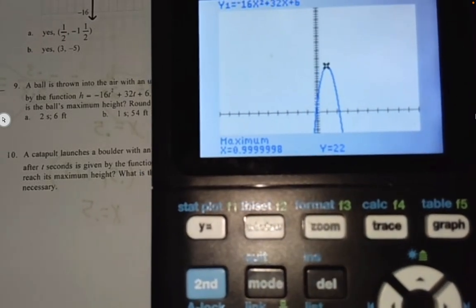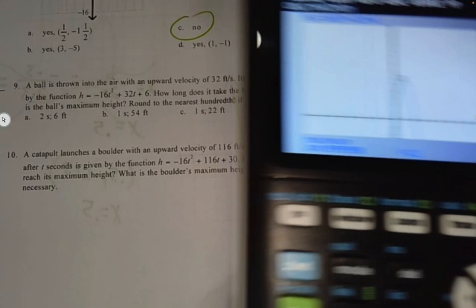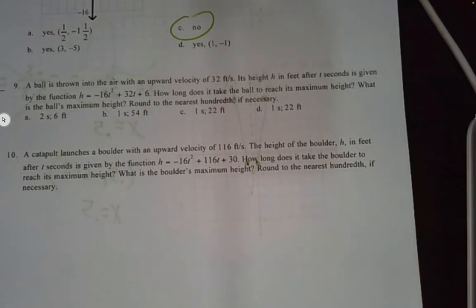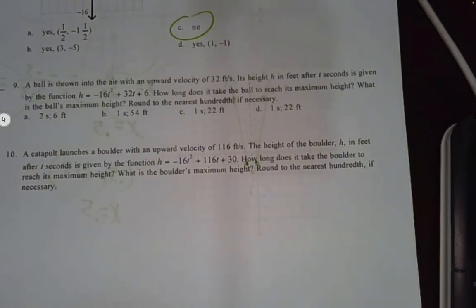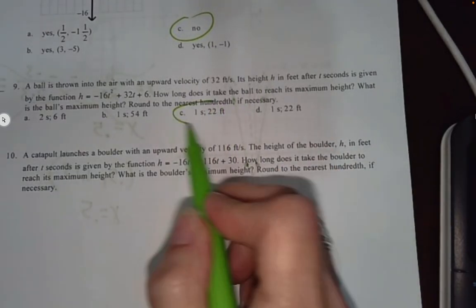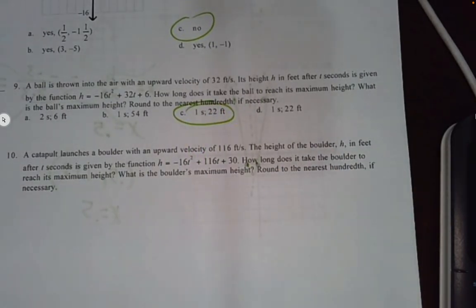And how high does it get? 22 feet. So in 1 second, it's 22 feet. Is there the same answer there? Okay, then you just pick either one. That happens sometimes on this test program.